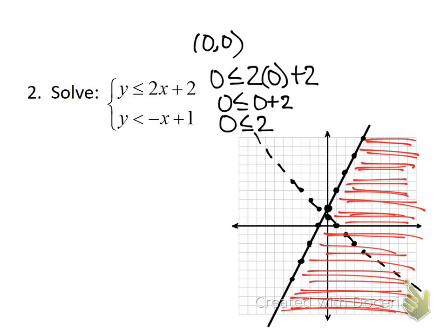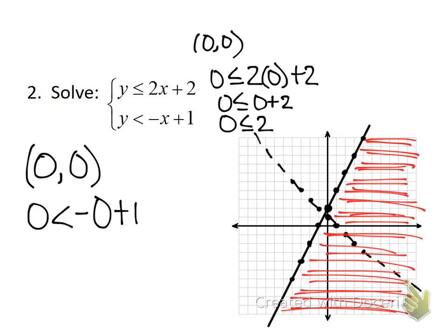Then we have to test a point for the other inequality. So for this dashed line, we've got to pick a test point. We again can use 0, 0. This line doesn't go through it either. So if I again test 0, 0, 0 in for y. 0 is less than negative 0 plus 1. What's negative 0? It's just 0. So we end up with 0 is less than 1. 0 plus 1 is 1. Does that make sense? Is 0 less than 1?